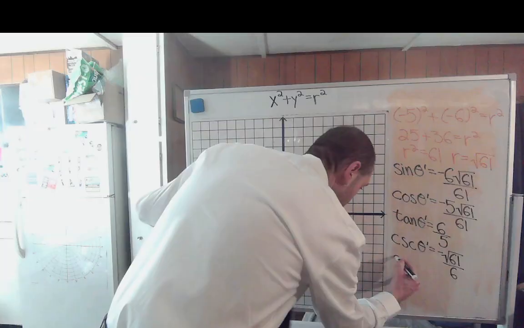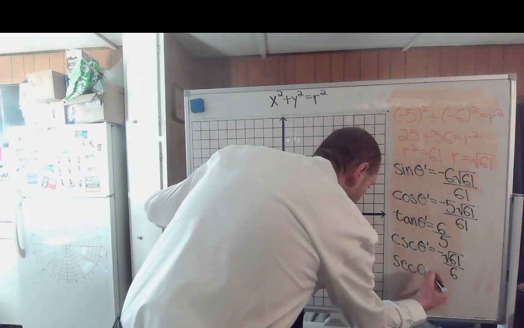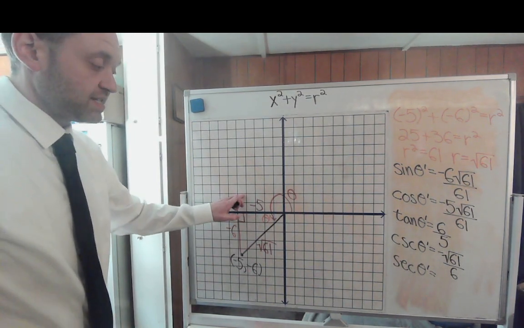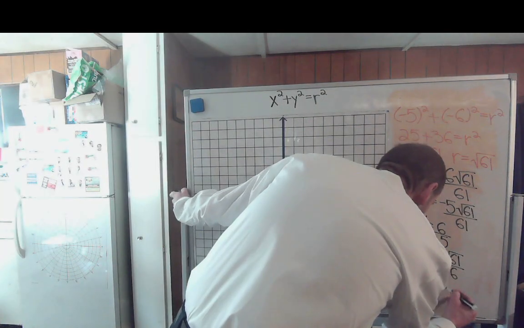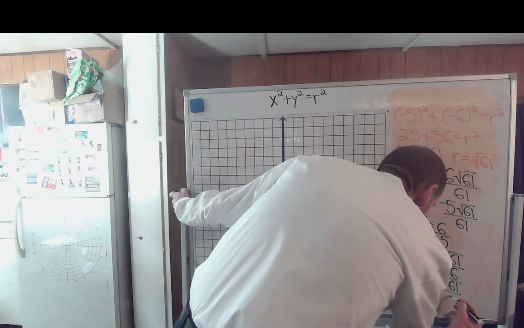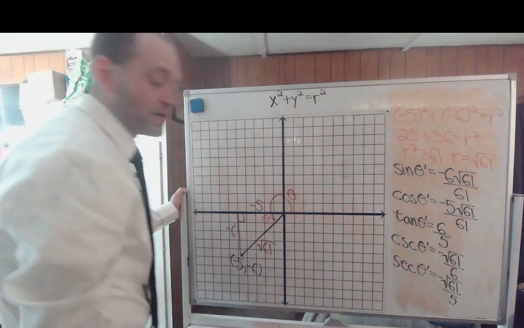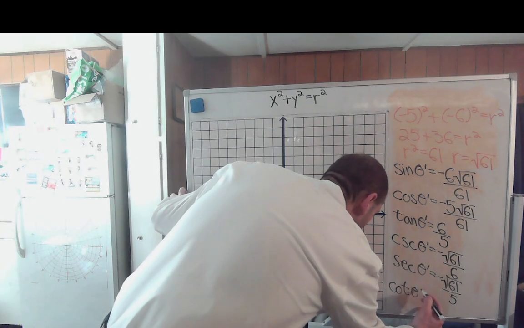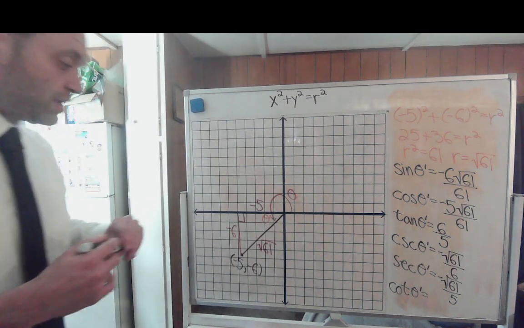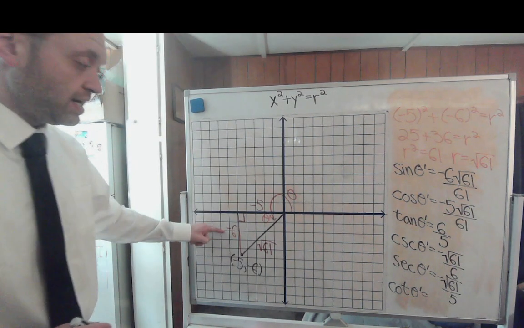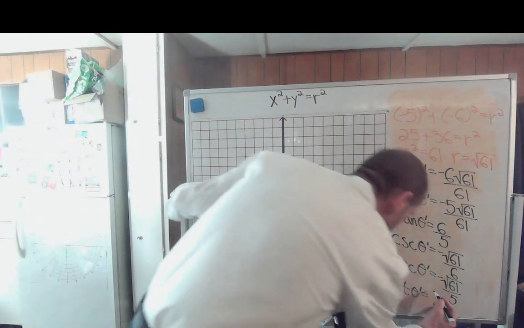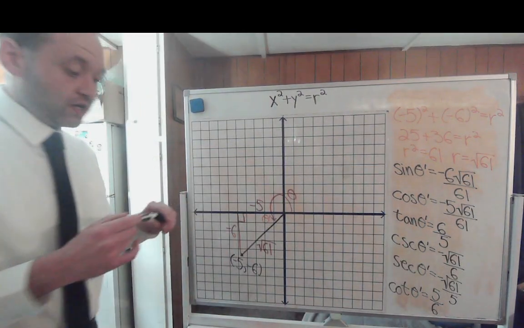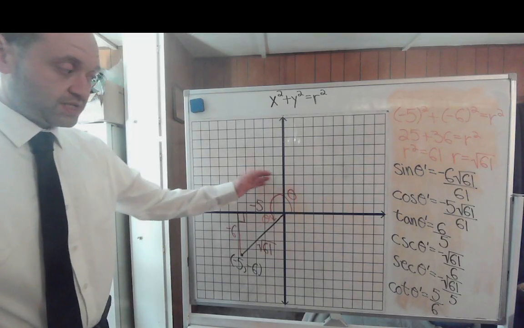Alright, let's find the secant of theta prime. The secant is the hypotenuse over the adjacent side, so you would end up getting negative square root of 61 divided by 5. And then last but not least, let's find the cotangent of theta prime. The cotangent is the adjacent over the opposite. Negative 5 divided by negative 6 is positive 5 over 6. So there are your 6 trig values for this particular angle.